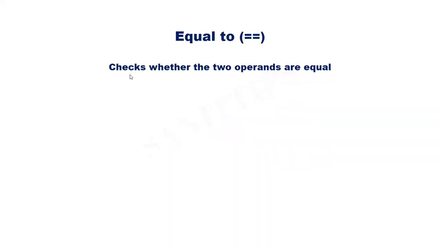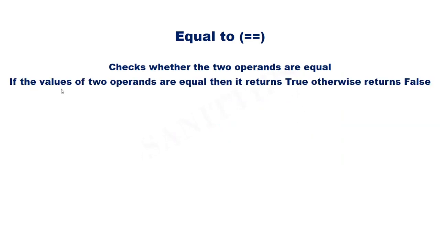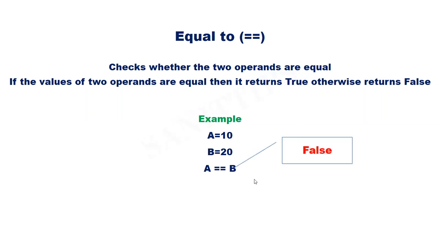Equal to operator checks whether the two operands are equal or not. If the values of the two operands are equal, then it returns true, otherwise it returns false. For example, assume that A equal to 10 and B equal to 20. A equal to B will return false, since the values of A and B are not equal.